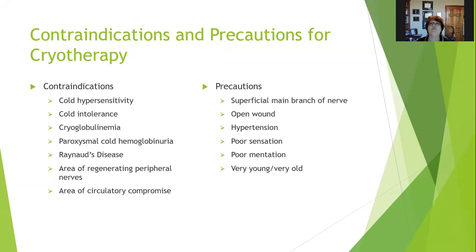Precautions: over the main branch of a superficial nerve. If you want to see the effects of this, stick your elbow in an ice bath until your little pinky gets numb because you numbed out your ulnar nerve. It works. If you have an open wound, that's probably not a good thing to put cold on, but you could. You don't necessarily want to, but you could. So it's a precaution. You can think of contraindications and precautions as absolute contraindications, like just don't do it, and precautions are relative contraindications. So think about it. Maybe you'll do it, maybe you don't.